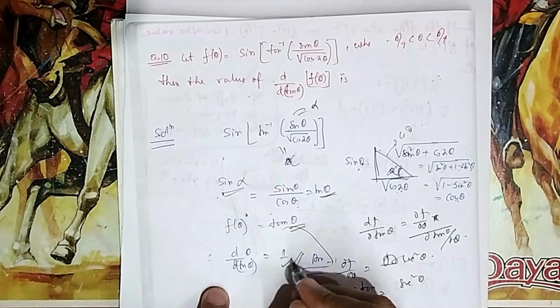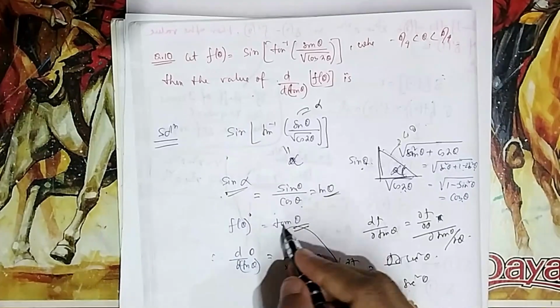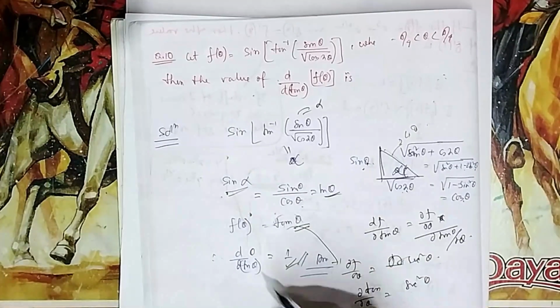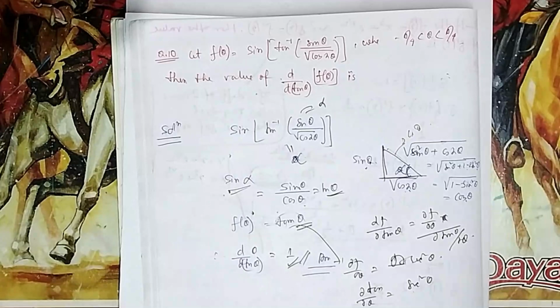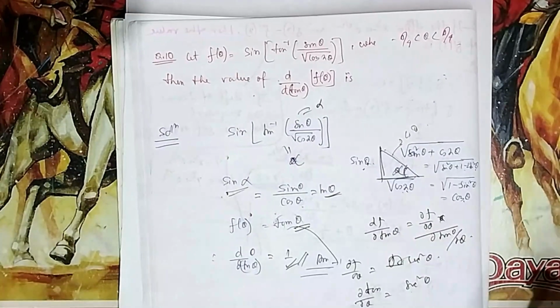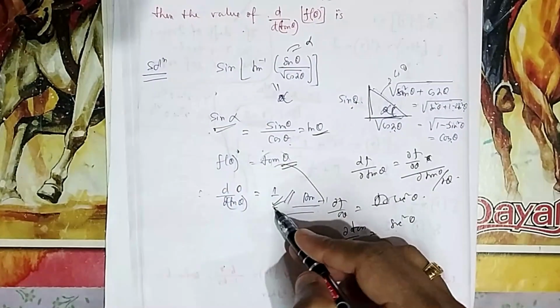If you divide this one, it will always be 1, because you are differentiating with respect to tan theta. So tan theta will be treated as a variable with derivative 1. You can think of it that way also, or you can apply the concept of differentiation of one function with respect to another function. So that is answer 1.